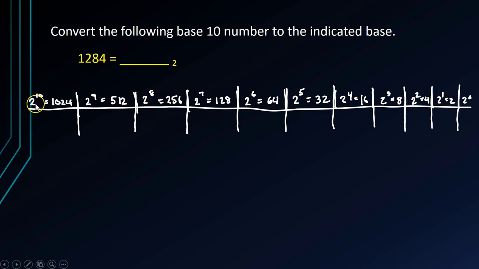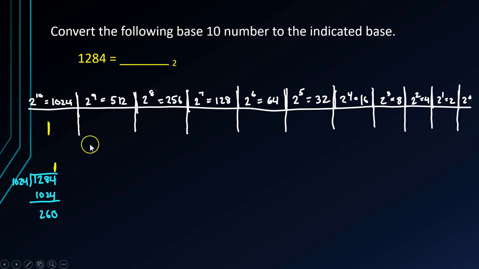I come all the way up here to 2 to the 10th, which is 1024, which is still less than this. If I would go to 2 to the 11th, I would have 2048, which would be over this. So I didn't write the one that I wouldn't include here. But these are all possible factors that will divide into 1284. So I'm going to start with this one here and take 1284 divided by 1024, and I would get 1 as a quotient with a remainder of 260.